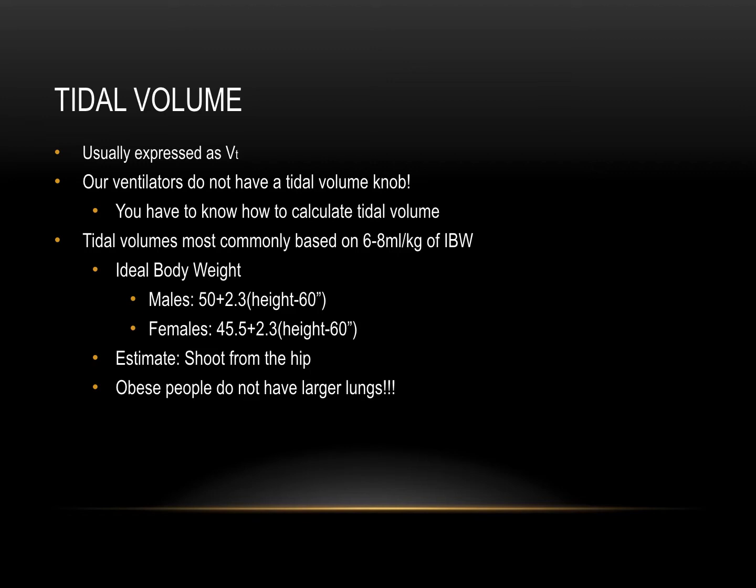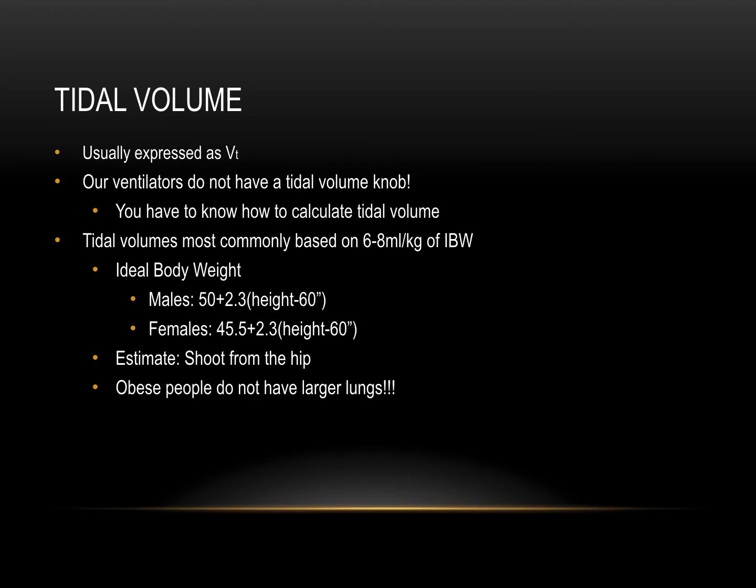69 minus 60, 9. We're going to multiply that by 2.3. That's going to give us 20.7. And then we're going to add that to 50 to get 70.7. That's my ideal body weight. 70 kilos, make it easy. Then we're going to multiply that by either 6 to 8 mils per kilogram, and that's going to give me my tidal volume. For the ventilator purposes, we're going to calculate it at 8.